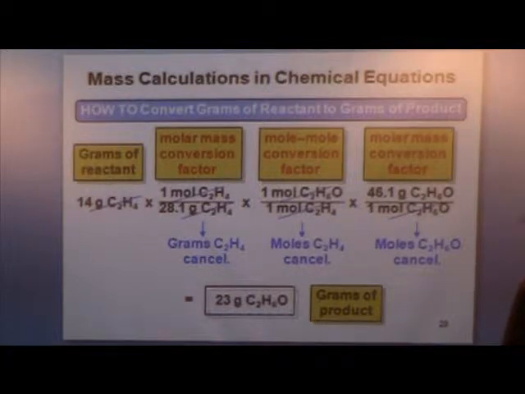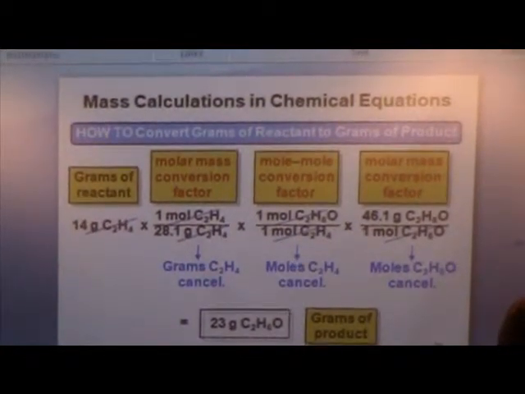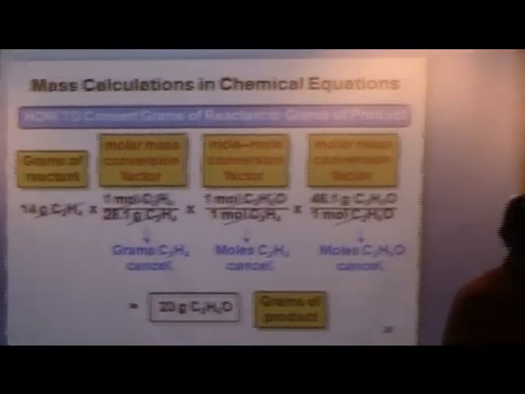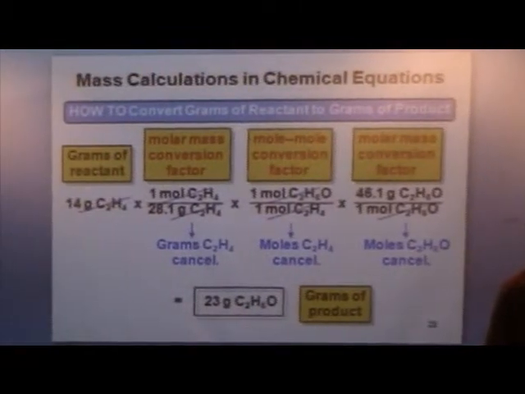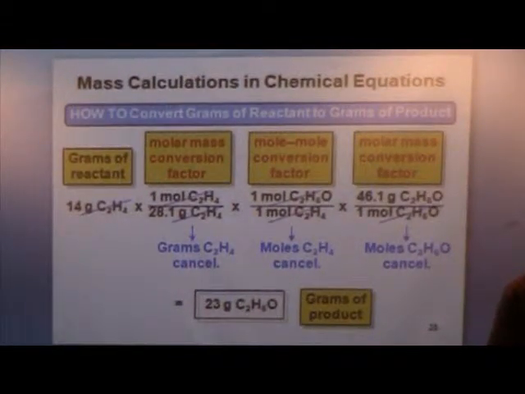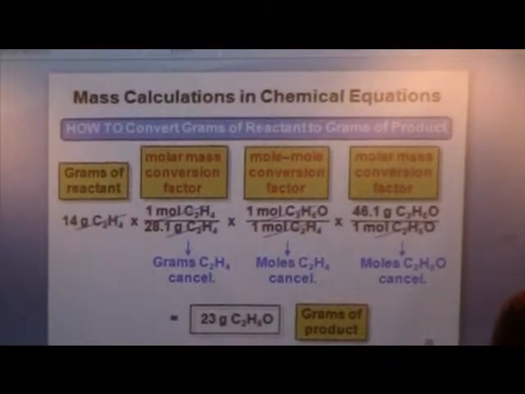Problem 5.24. What it says is: use the balanced equation N2 plus O2. What's N2? Nitrogen plus oxygen gives you nitrogen monoxide. What is the chemical formula for nitrogen monoxide? NO, yes. It gives you NO, which is nitrogen monoxide. Everybody got that? Nitrogen plus oxygen gives you NO.